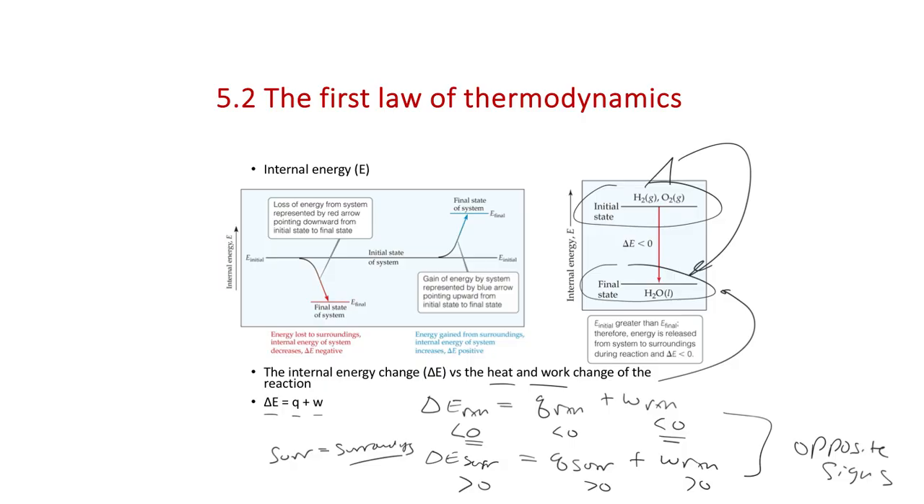Now, we also get into some terminology that is kind of peculiar, and that is the difference between what we call a state function and a non-state function. And that's really just a complicated way of saying that some quantities have the same value no matter how you carry the process out. So delta E is what we call a state function.